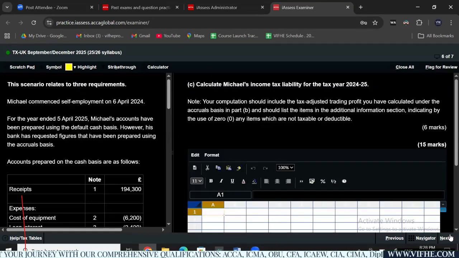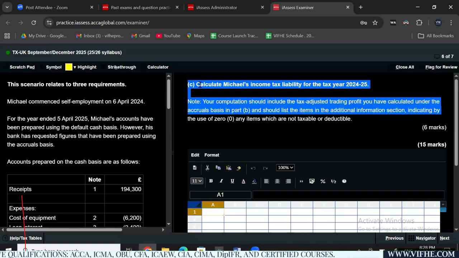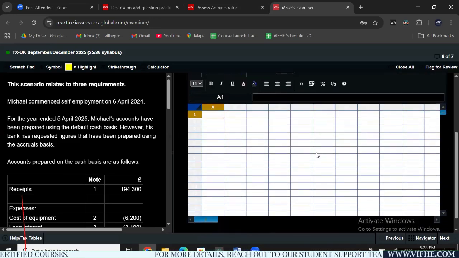Now we have the last requirement related to the second question, which is worth 6 marks. Here we have to calculate Michael's income tax liability for the tax year 24-25. Note your computation should include the tax adjusted trading profit you have calculated under the accruals basis in Part B and should list the items in the additional information section, indicating the use of zero for any items which are not taxable or deductible. So anything which you are not going to treat, that should be indicated by applying zero.